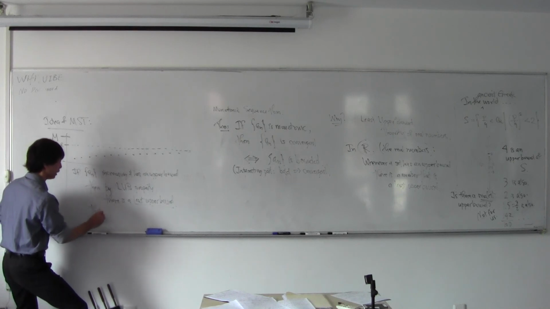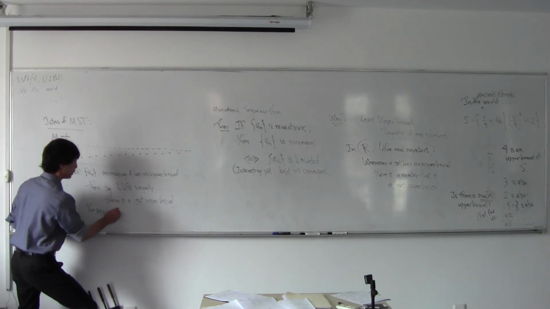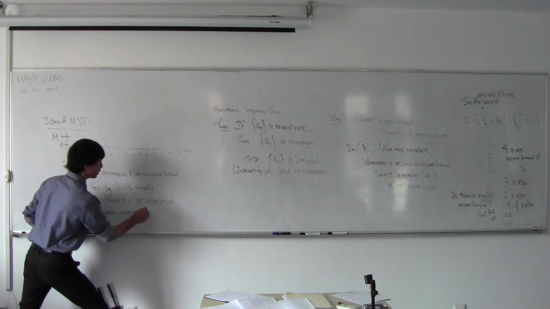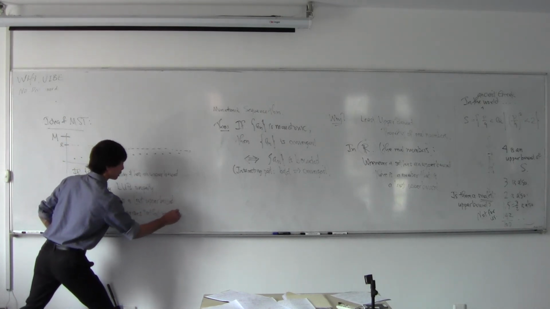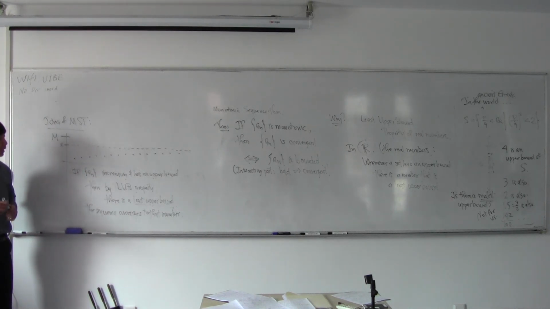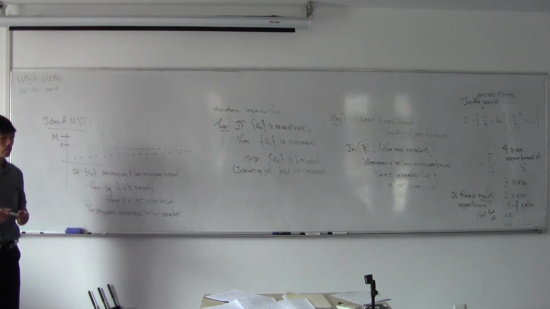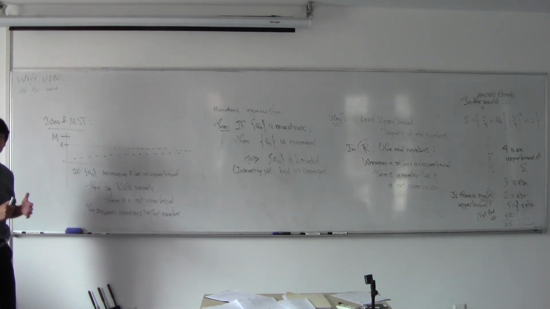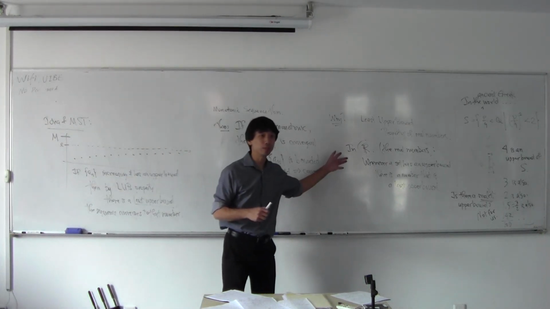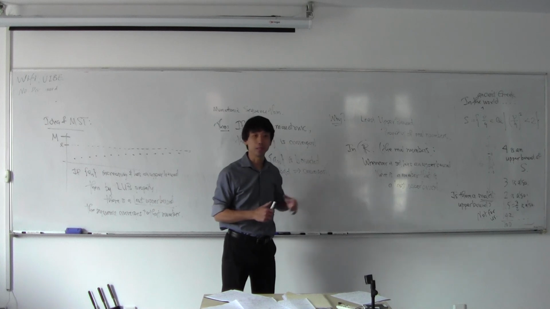That the sequence converges to that number. The sequence actually converges to that number. So just to give you some sense of why this happens, it actually happens because of this special property of the real numbers.